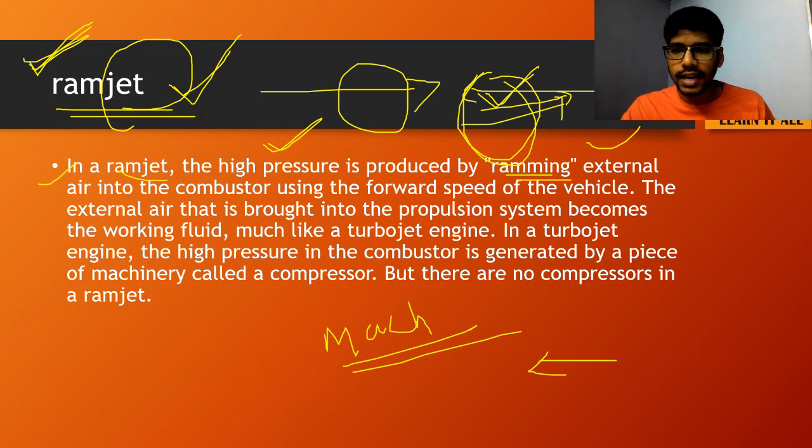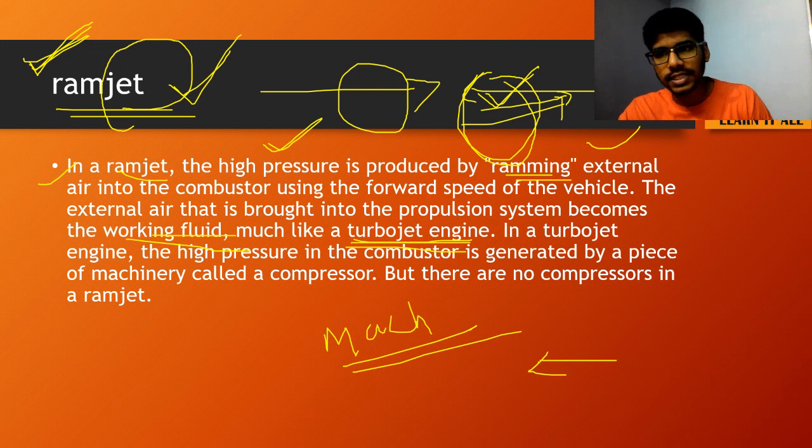The external air that is brought into the propulsion system becomes the working fluid, much like the turbojet engine, right? In the turbojet engine, it uses the external air for combustion purposes. In the ramjet engine, the principle is more or less the same, but the only difference is that we do not use turbines in the ramjet, right? We use the velocity of the vehicle to increase the pressure of the combustion chamber.